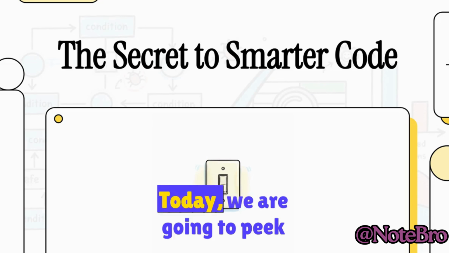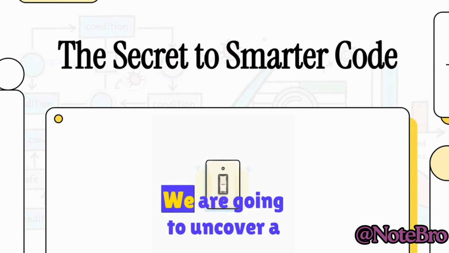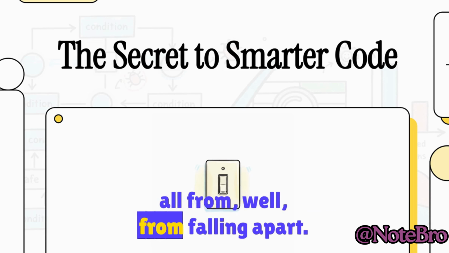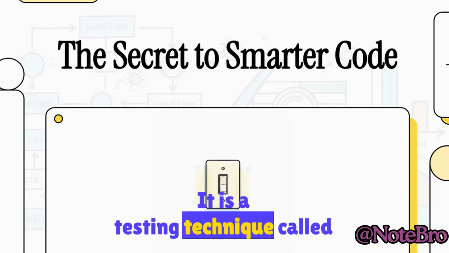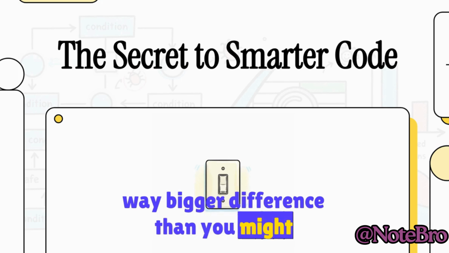Hey, welcome. Today, we're going to peek under the hood of the software we all use every day. We're going to uncover a surprisingly simple secret that keeps it all from falling apart. It's a testing technique called condition coverage. And trust me, it makes a way bigger difference than you might think.